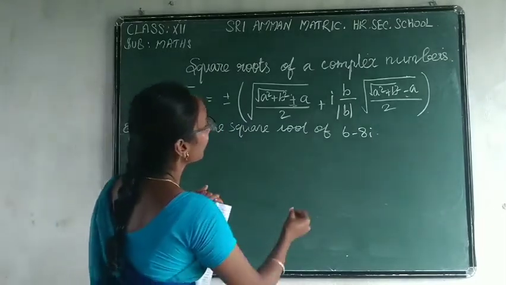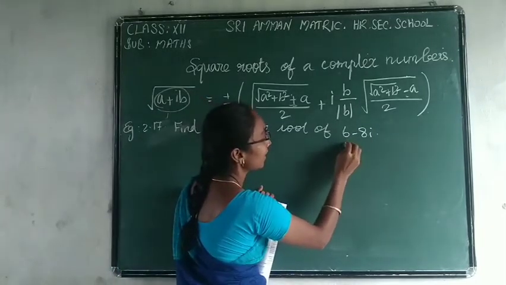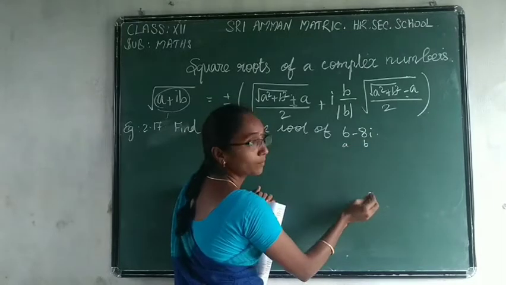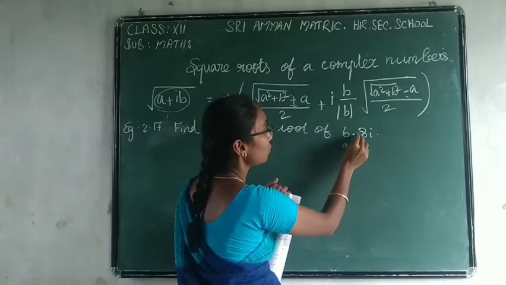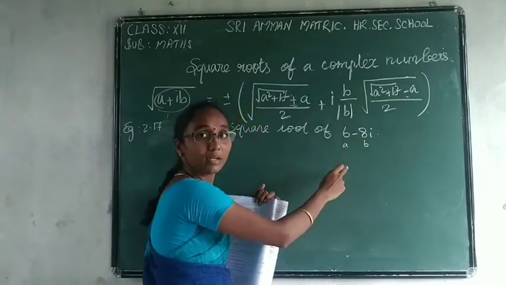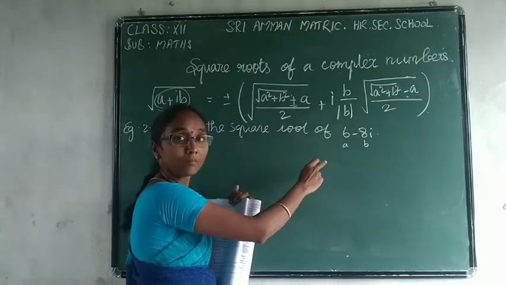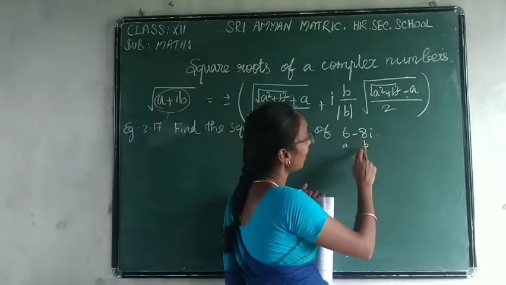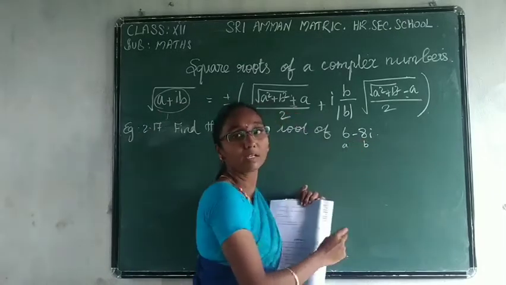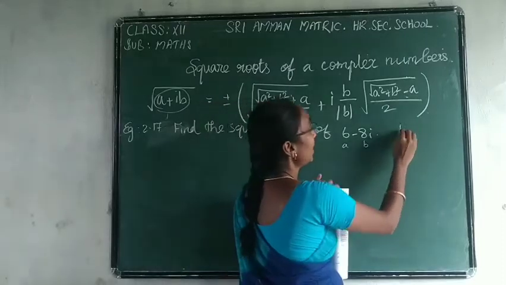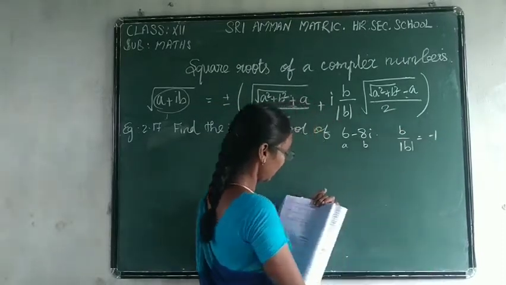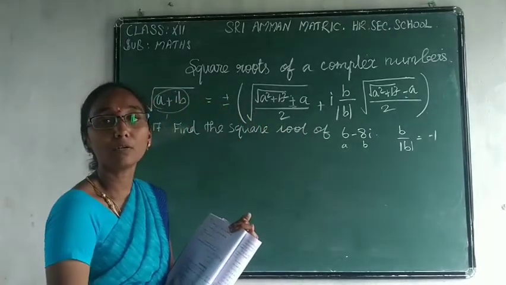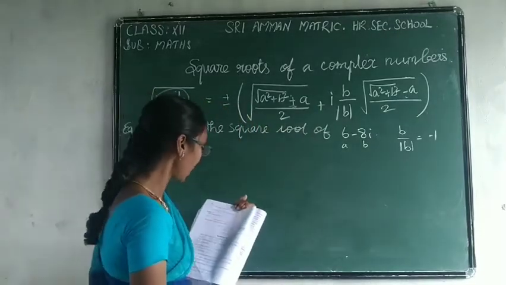Listen, here this is a, this is b. Here b is negative; in this sum the sign of b is negative. So b divided by mod b equals minus 1. The b divided by mod b value is minus 1.